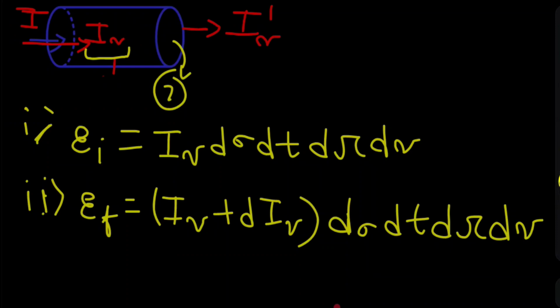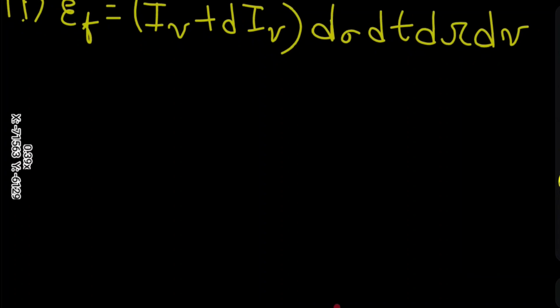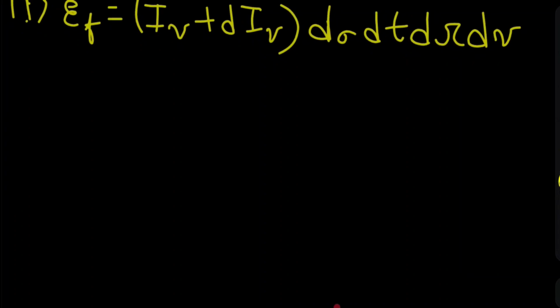Now we know that in this cylindrical element or any stellar atmosphere, there is a change in the intensity due to the absorption of energy, scattering of energy, and emission of energy. So how are we going to write this in mathematical form? It's easy to write. We have discussed this in our previous video. So let's see how we are going to write this. Now the second part begins.